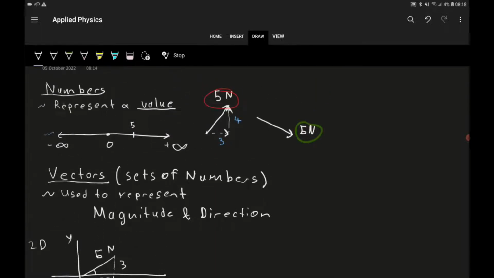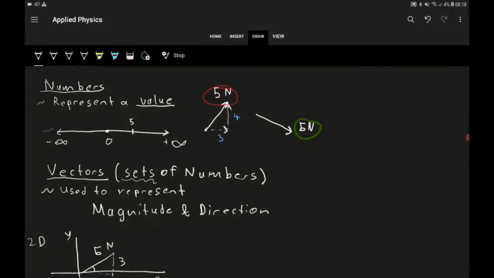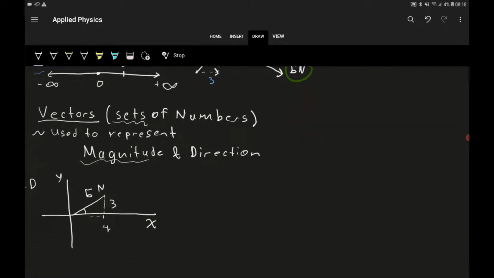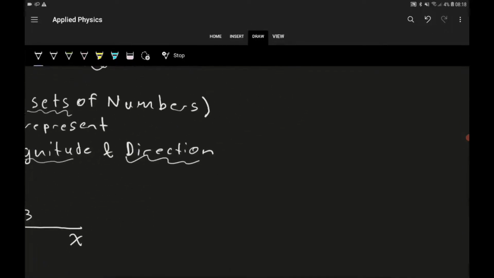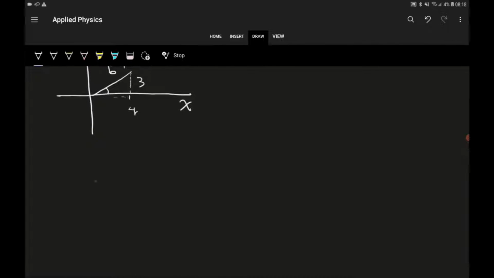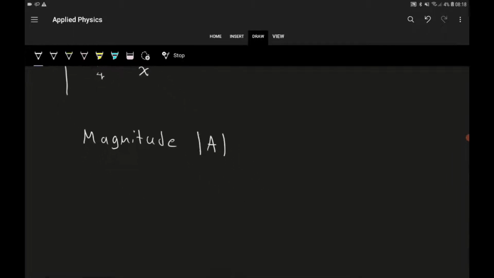Also, I'd like to note that this is a very simplistic understanding of numbers, and the only reason I went with this explanation of numbers is so that I could explain what vectors are as a set of numbers that define magnitude and direction. There are two properties of vectors. One, that of magnitude, and this is the notation used, these two long bars.